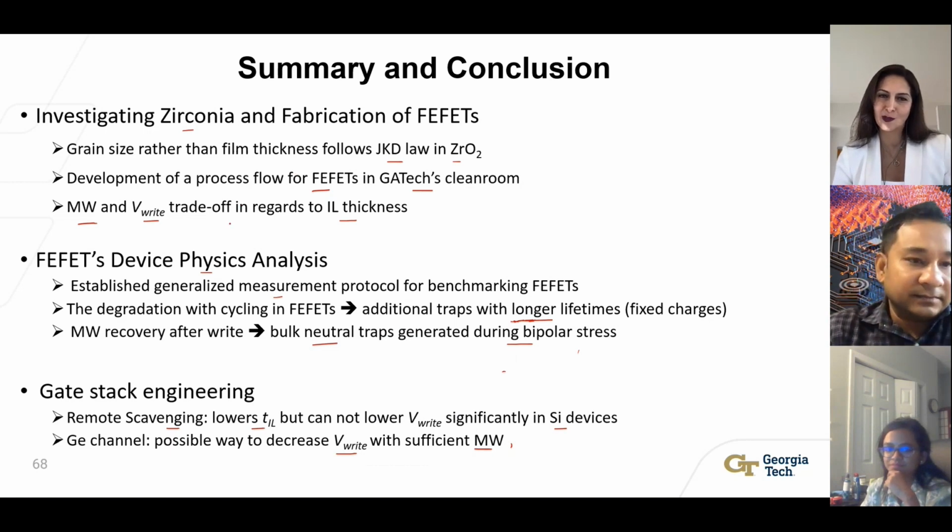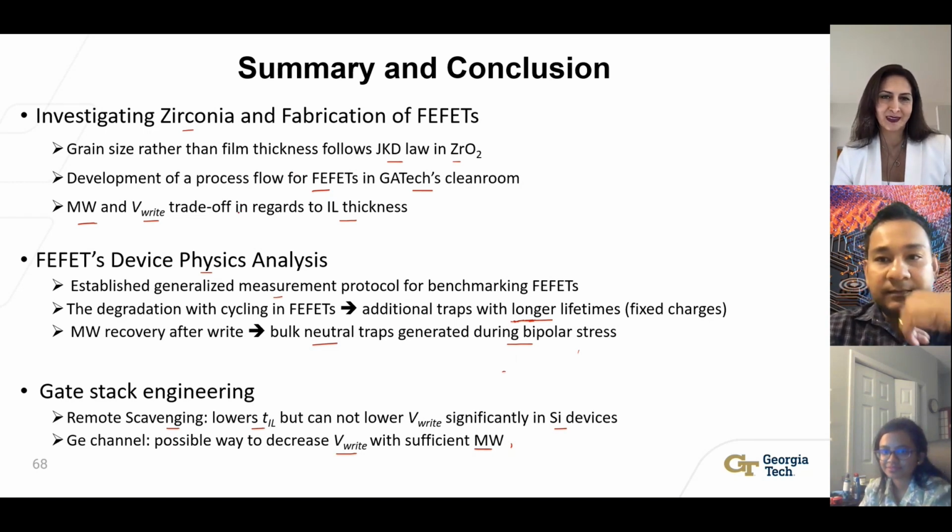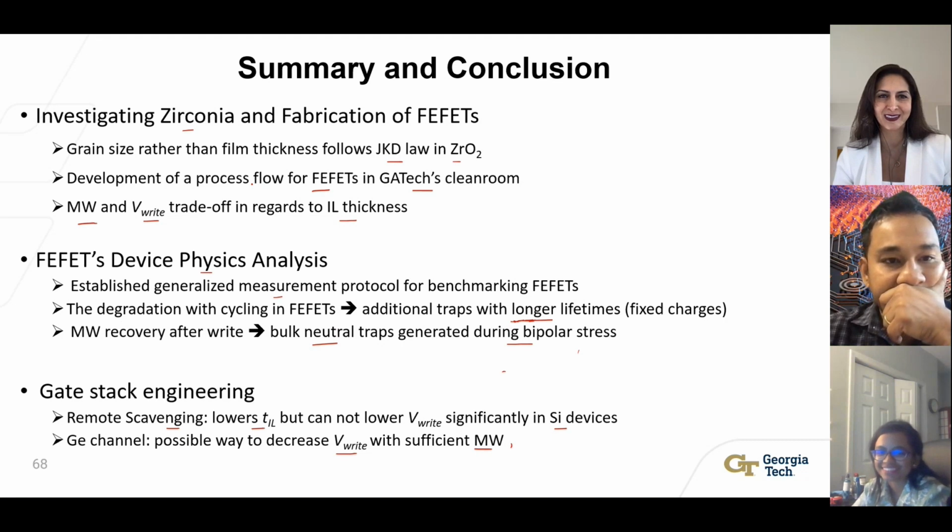Nujat, first and foremost, what a beautiful job you did. I learned so much, Professor. It's nice to see how you have gone through the materials and then the devices and then device physics and even trying other stuff, with even just that gate stack engineering.